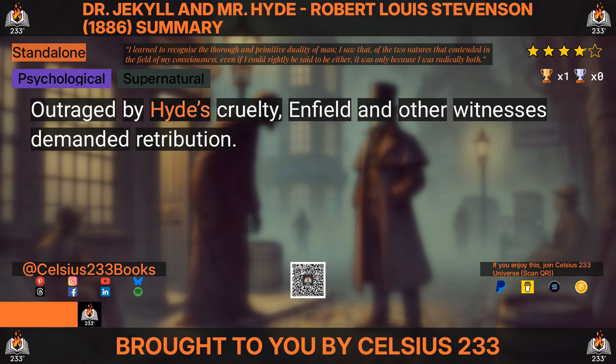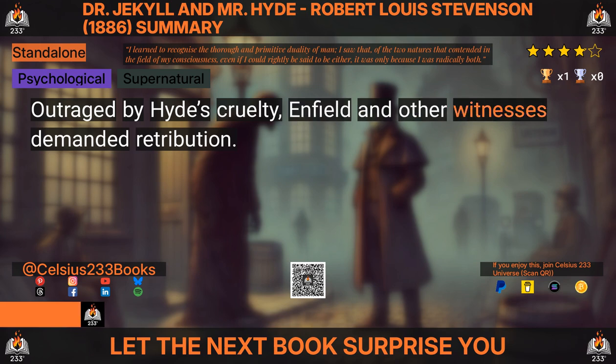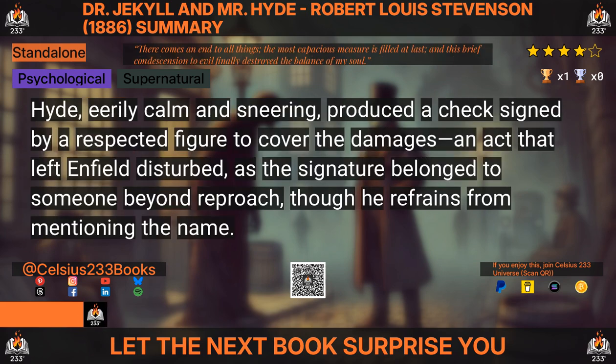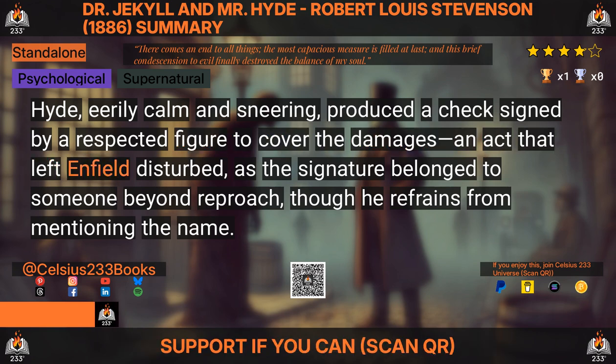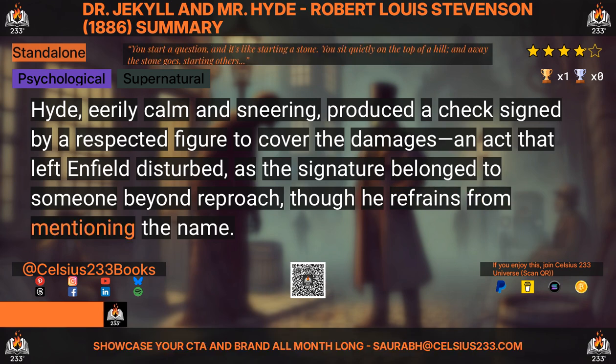Outraged by Hyde's cruelty, Enfield and other witnesses demanded retribution. Hyde, eerily calm and sneering, produced a check signed by a respected figure to cover the damages, an act that left Enfield disturbed, as the signature belonged to someone beyond reproach, though he refrains from mentioning the name.